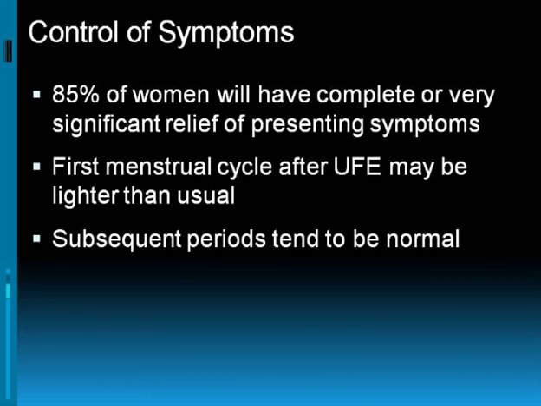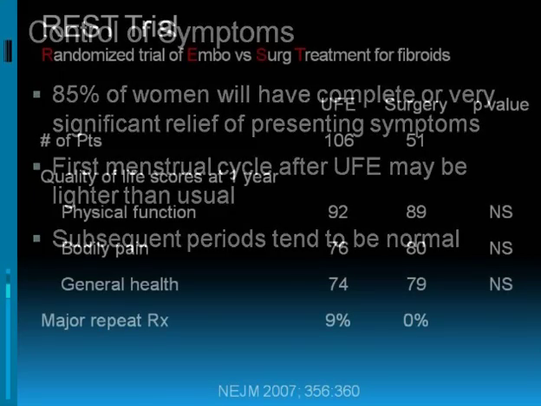The first menstrual cycle that occurs after the uterine fibroid embolization is typically lighter than usual, but then subsequent periods tend to be more normal in character.